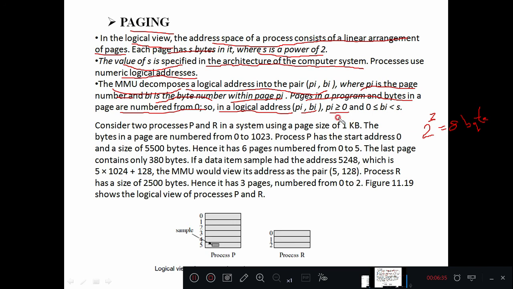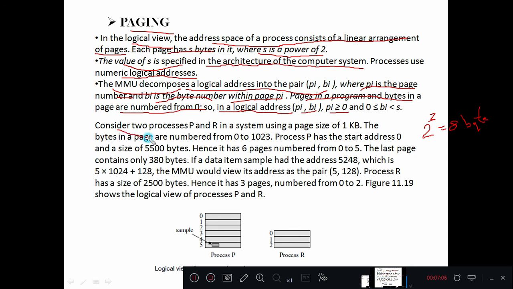The page is always going to start from 0, so it is greater than or equal to 0, and a byte is going to lie within this page. So the byte number lies between 0 and s, where 0 is the starting address of the byte and s is the last, that is the page size, you can say. What will be the maximum byte number? It will be equal to the size of a page.